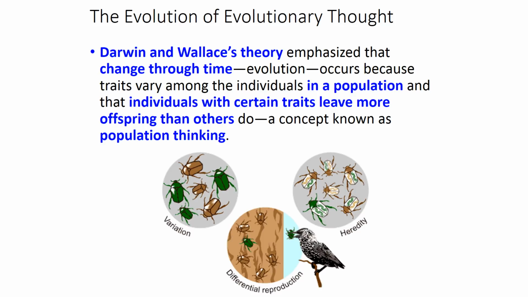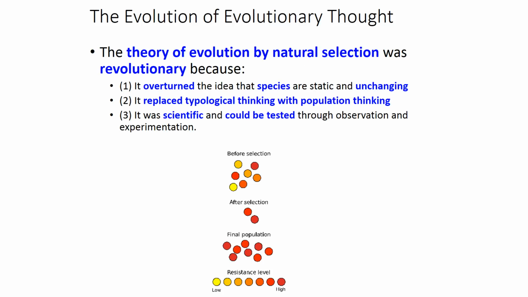So this change through time is occurring because we're having changes in populations based on who's surviving and passing their genes on from one generation to the next. And so the theory of evolution by natural selection was really revolutionary because it turned over this idea that species were made and that was it. With Darwin's theory, we're going to see changes in species over time because of who's surviving and mating.